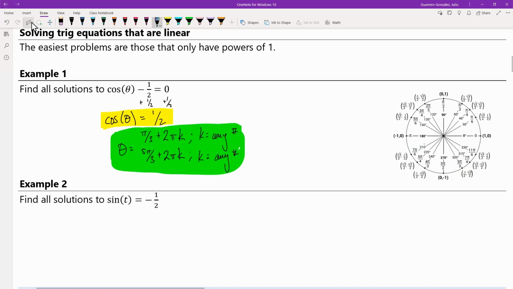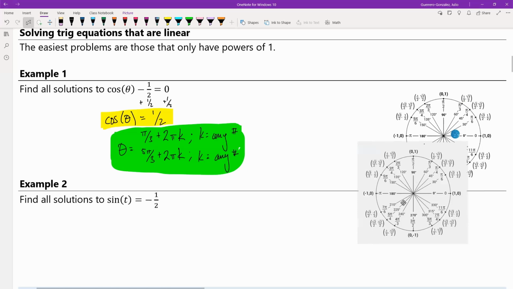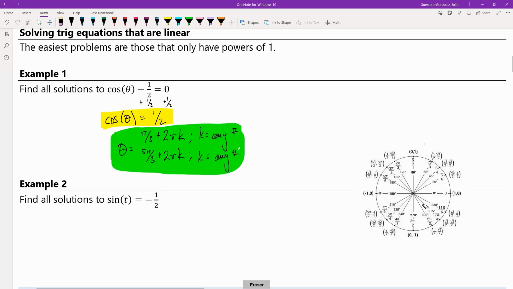Let's move on to the next one. Let's move you down here. There we go. Erase that. All right, next one: sine of t is equal to negative a half. We're going to look over on our unit circle. Where is sine of t equal to negative a half? The sine portion of every coordinate is the y portion. So where is the y coordinate equal to negative a half? One's right here. The other's right here. So I'm looking at these two points.